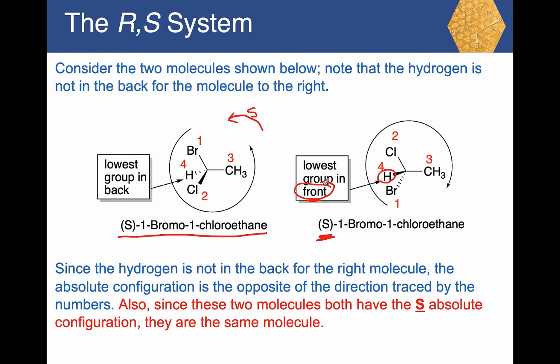Conclusion, after we've done the observations and after we have done our analysis, our conclusion is that these two molecules are the same. Why? Because they have the same name, S and S, or should I say the same absolute assignment, S and S.